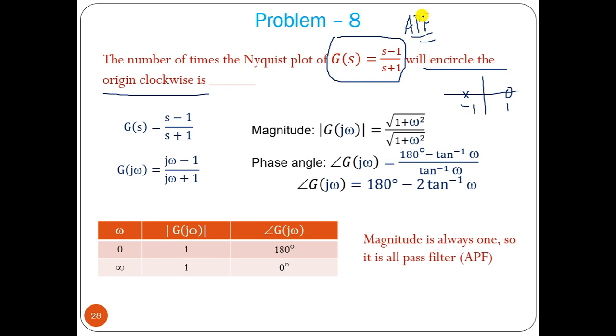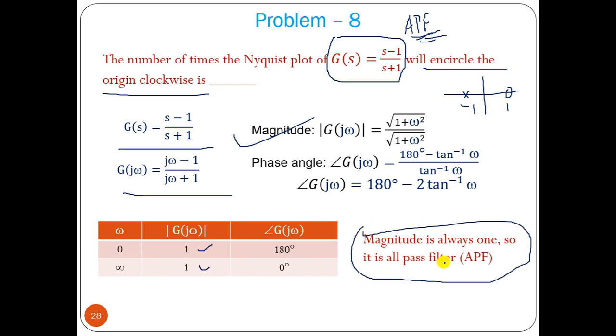This is an example of an all pass filter. So P equal to Z, if you plot it, it will not encircle in the F(s) plane. But what happened to the s plane? Let us see that. So G(s) equal to this, we can put s equal to j omega. So what is the magnitude? We can find out. It will be 1 always. If we put omega equal to 0, omega equal to infinity, it will be 1. So the magnitude is always 1. That means it is an example of an all pass filter.